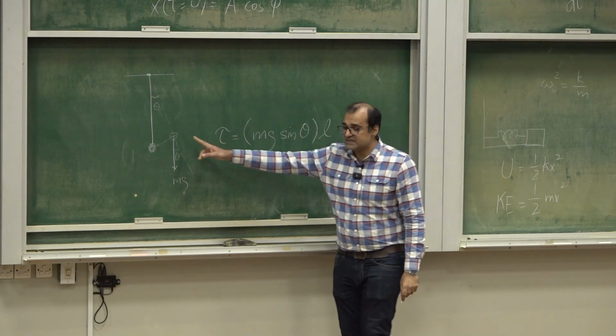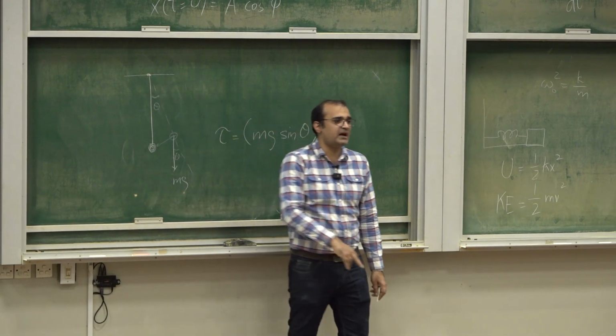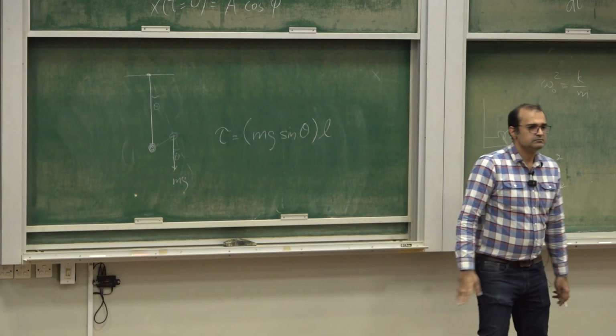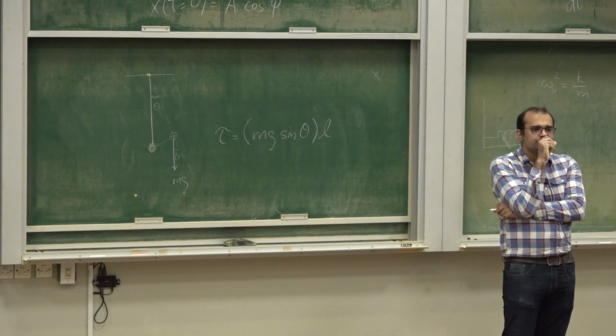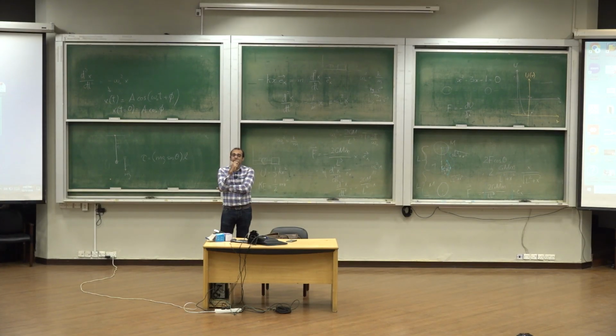And this bob is just executing pure rotation about this point. तो torque किसके बराबर होगा? For pure rotation, how do you relate the angular acceleration to the torque?